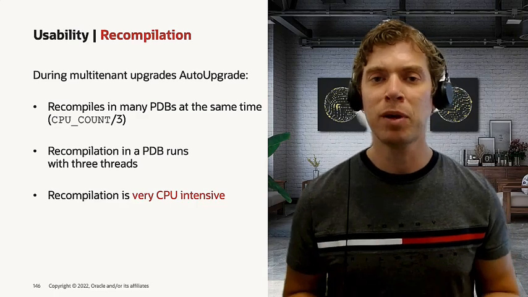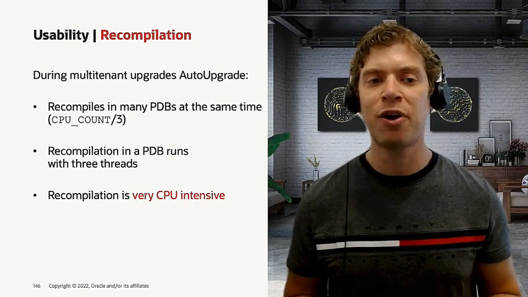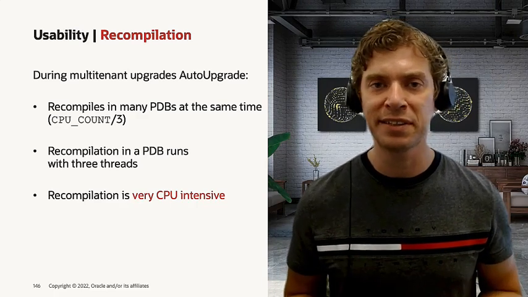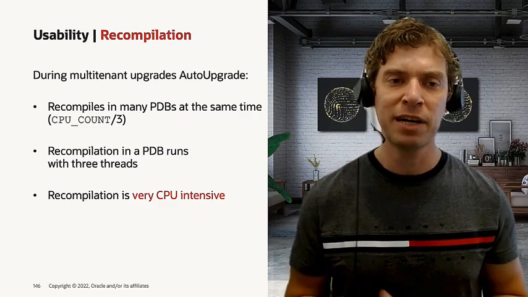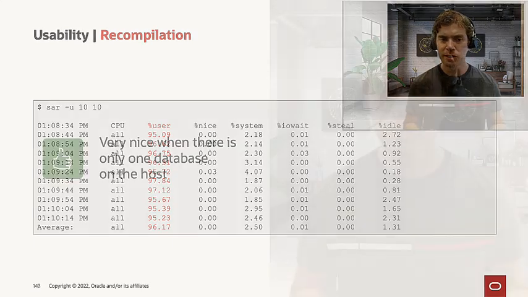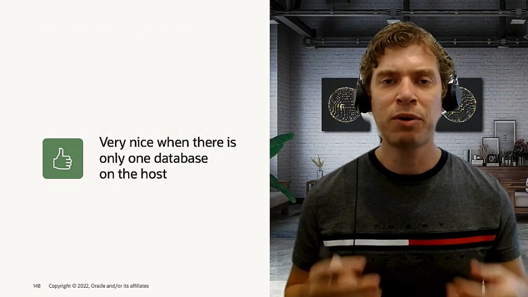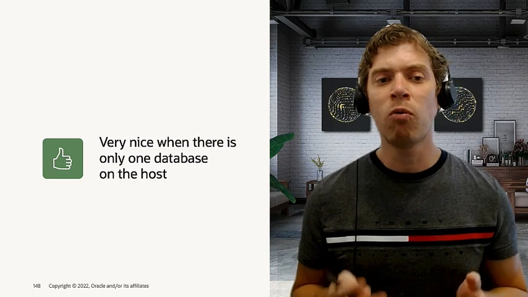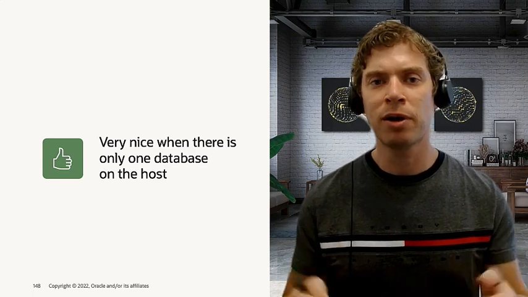Okay, so remember that recompiling is a very CPU intensive task. So for example, when we run a search command here, we see that the percent user, which means the total amount of CPU that's being currently used, is almost 100% here.